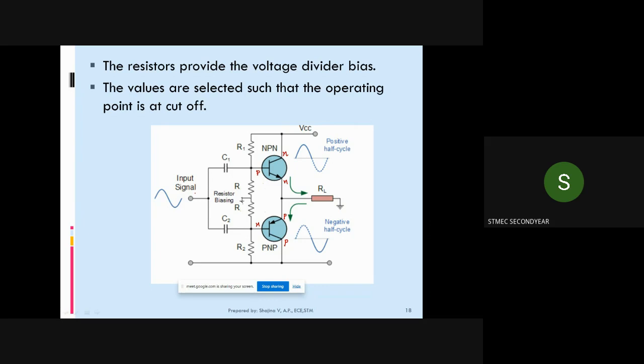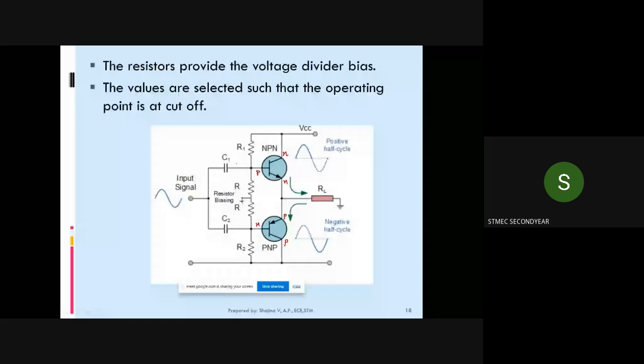Here we are not using any input transformer. But our transistors are different here. Different means in the sense that one is NPN and the other is PNP. And here you have the input signal. Now this input signal is coupled through this capacitor to the base of the transistors. So during the positive half cycle, you will get a positive voltage here. The same positive voltage will be applied at this terminal also.